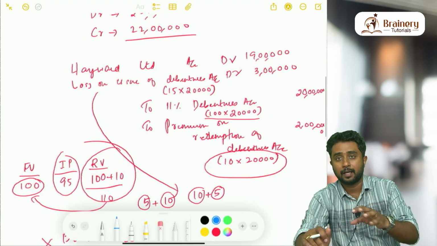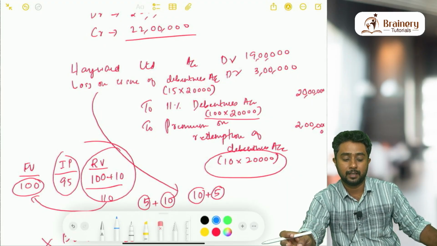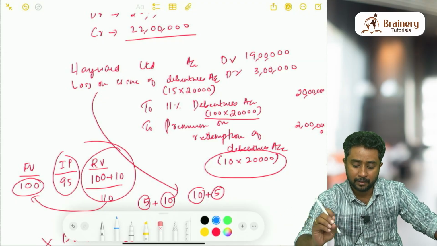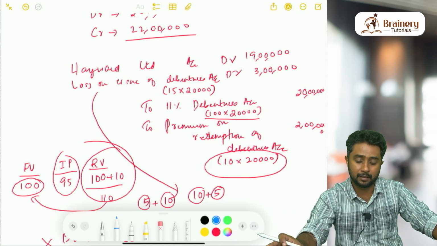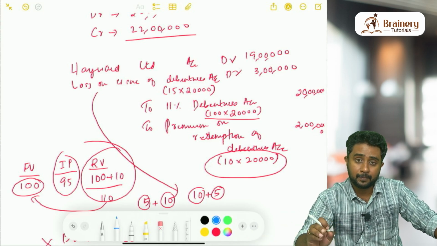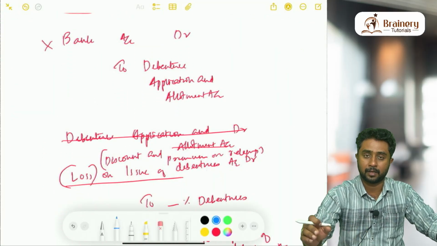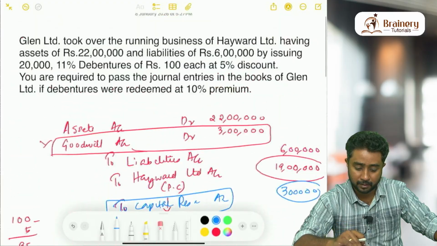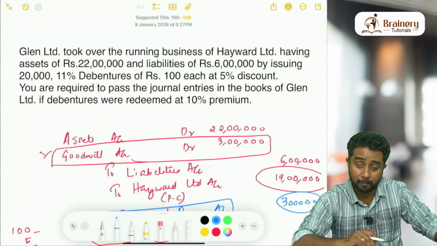Next is the second entry. When we are passing the second entry, normally, if you are making payment to Hayward Limited or any vendor, the entry is vendor account debit to whatever debentures, and you have to mention the debenture details there. Here, in addition to that, we discussed the entries as it is talking about the redeemable cases of debentures. Where are the redeemable cases of debentures mentioned? As you can see here, you are required to pass the journal entries in the books of Glen Limited if debentures were redeemed at a 10% premium.